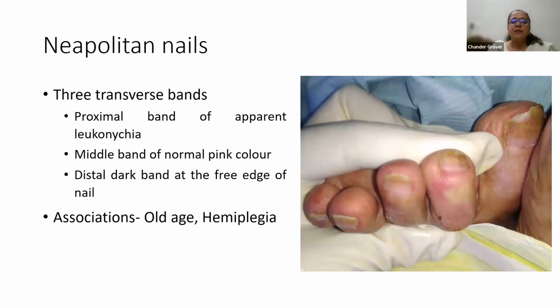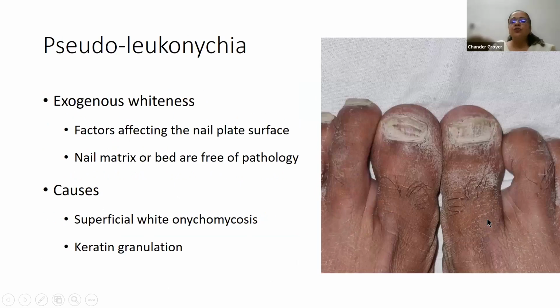Another form of apparent leukonychia, Neapolitan nails, which is seen mostly in older age. A proximal band area of apparent leukonychia, middle band of normal pink color, and distal dark band. Pseudo-leukonychia. So we know true is matrix and apparent is bed. So what is pseudo? Pseudo is surface. This change is present only on the surface. Nothing wrong with the matrix, nothing wrong with the bed.